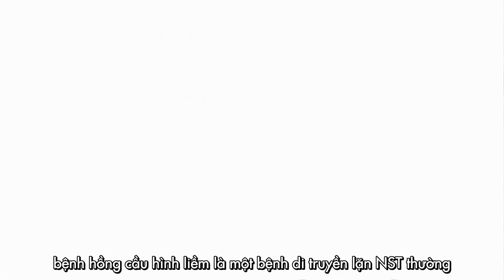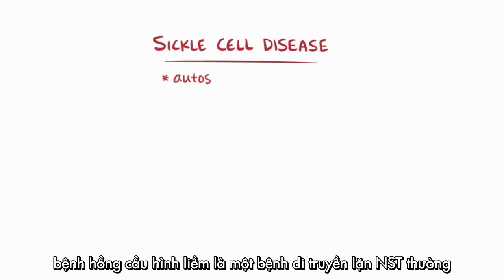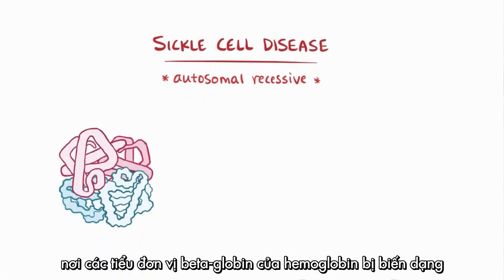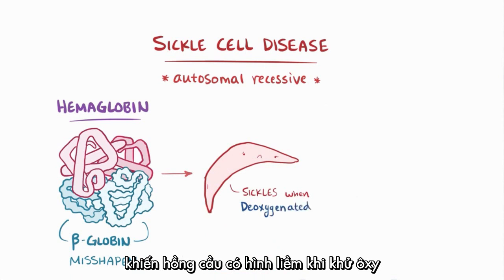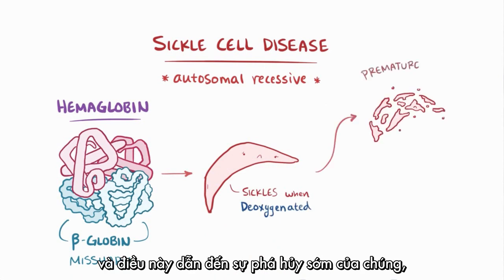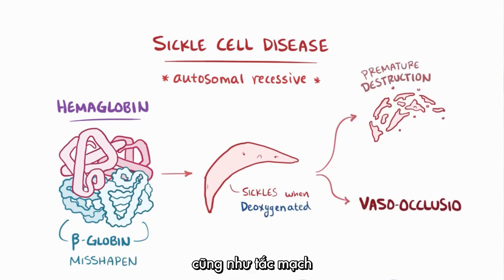Alright, as a quick recap, sickle cell disease is an autosomal recessive genetic disease where the beta globin subunit of hemoglobin is misshapen, which causes red blood cells to sickle when deoxygenated. And this leads to their premature destruction as well as vasoocclusion.